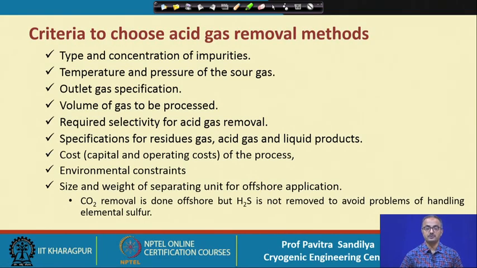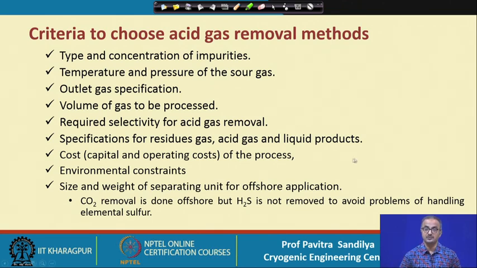Now, first, before that, let us see what the criteria are to choose these acid gas removal methods. One is the type and the concentration of the impurities, that is, how much H2S and CO2 are present. Then the temperature and pressure of the sour gas, the outlet gas specification, the volume of the gas to be processed, and how much selectivity we want for the acid gas removal.